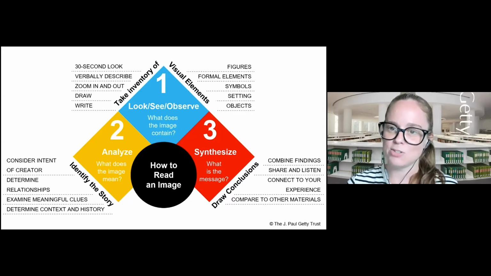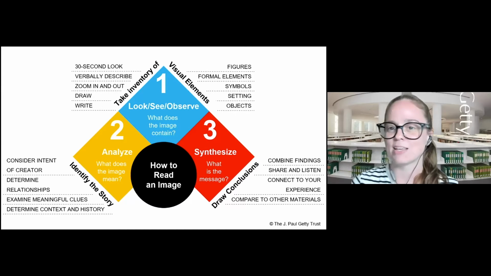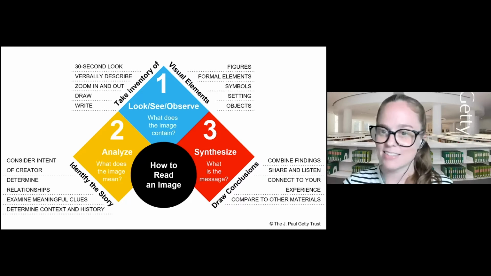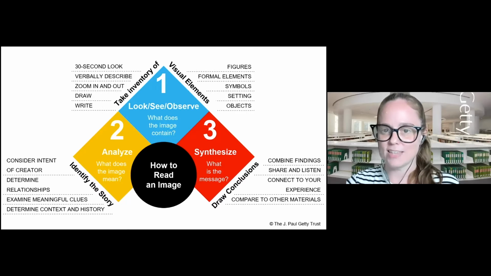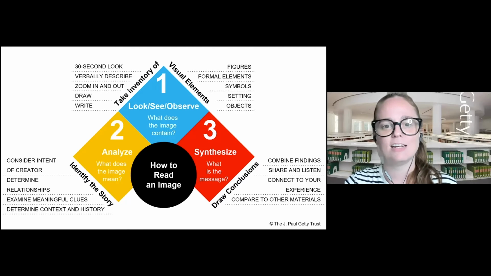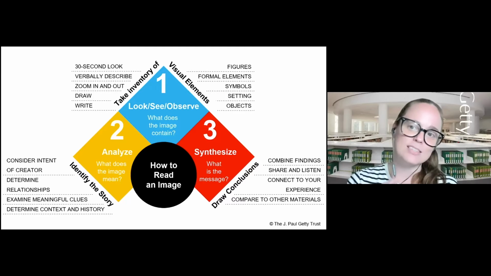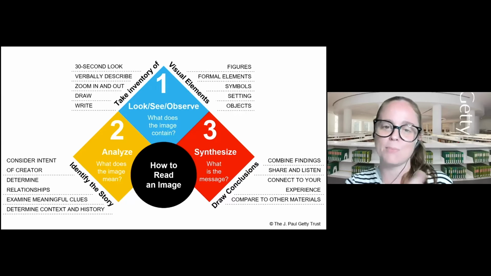There's also things you can find in an image like symbols. A symbol can be something like a heart, but it can also be something like the peace sign, or other hand signals that might have significance. And then also the setting and objects. So where is it and what is contained in it? So that's step 1. You can use these strategies to find all of the elements in step 1.